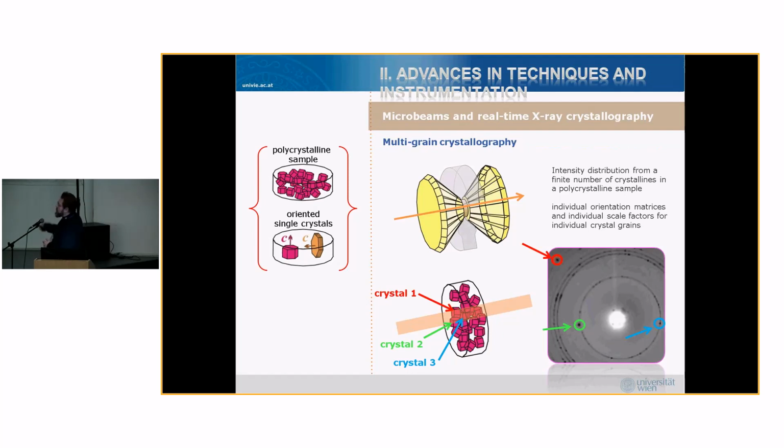And that brings us to so-called multi-grain crystallography, which is nothing else than a combination of using single crystal techniques, but extending the numbers of single crystals that you use. So you can really give to all the spots that you have here on the Debye ring a name. You can label them, say this is crystal 1, this is crystal 2, this is crystal 3, such as I have shown here.